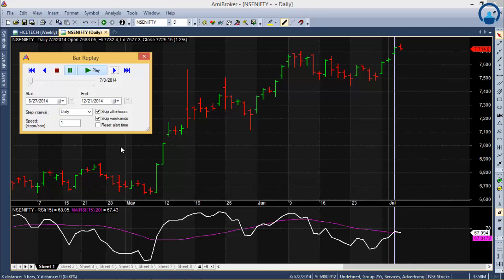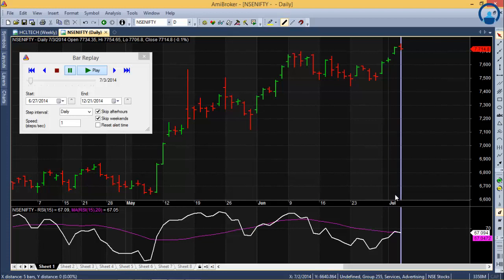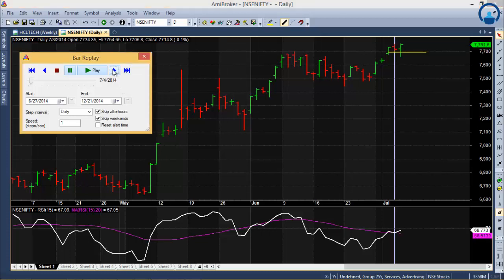RSI has turned down and moving average level is 67.05. So this is our short trade setup. We'll look to sell below this current bar at level of 7706. Right, let's add some bars. Next day we were stopped out. We were entered into the trade and then stopped out.